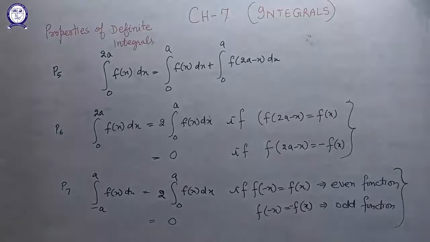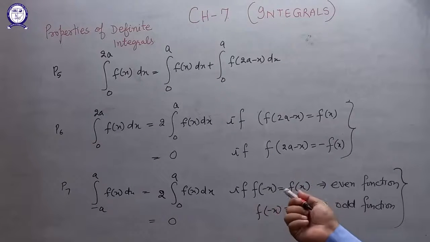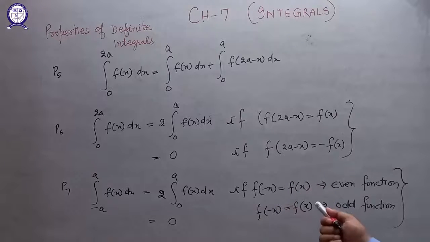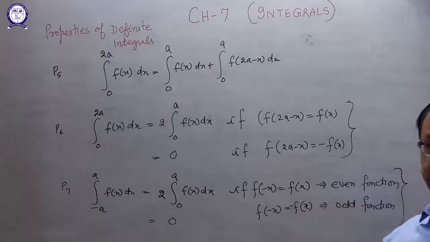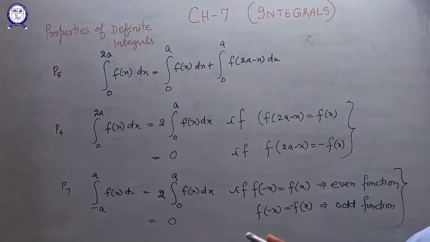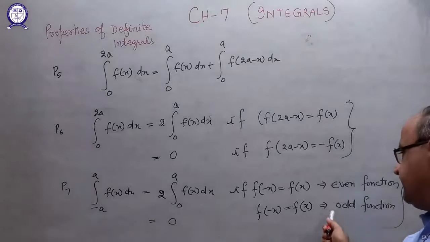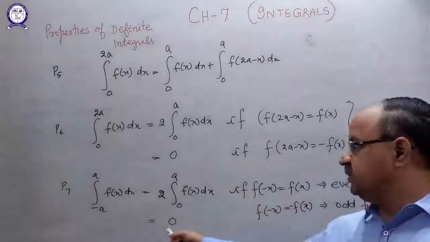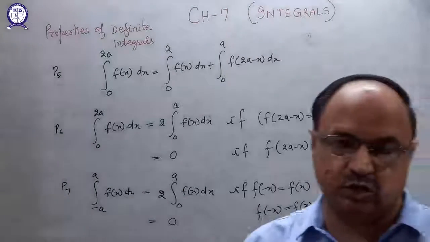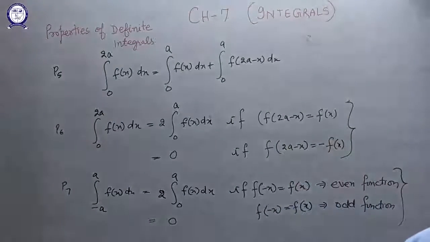Correct? Check again. This is the identification of P7: minus a to a, then you can convert to twice 0 to a f of x dx if this condition is satisfied, f of minus x is equal to f of x. That is an even function. If it is an even function, then you can convert the question in the form of twice limit 0 to a. But if it is an odd function, f of minus x is equal to minus f of x, then you can write directly it is 0. Correct? Mostly in 1 mark questions this property is applied.